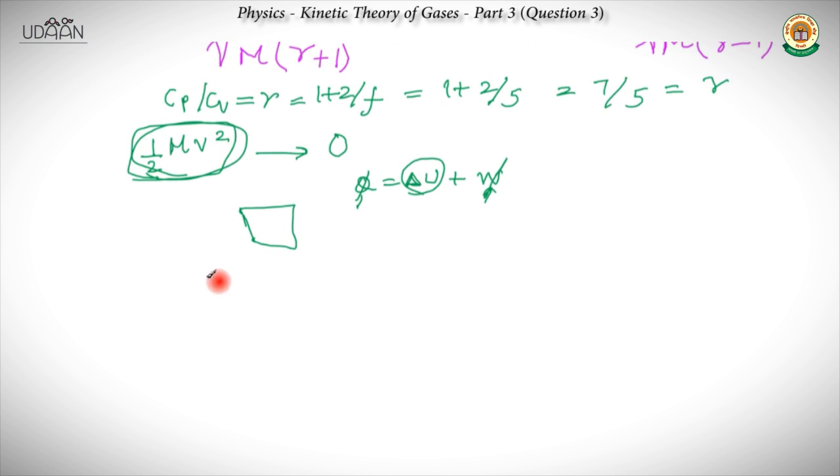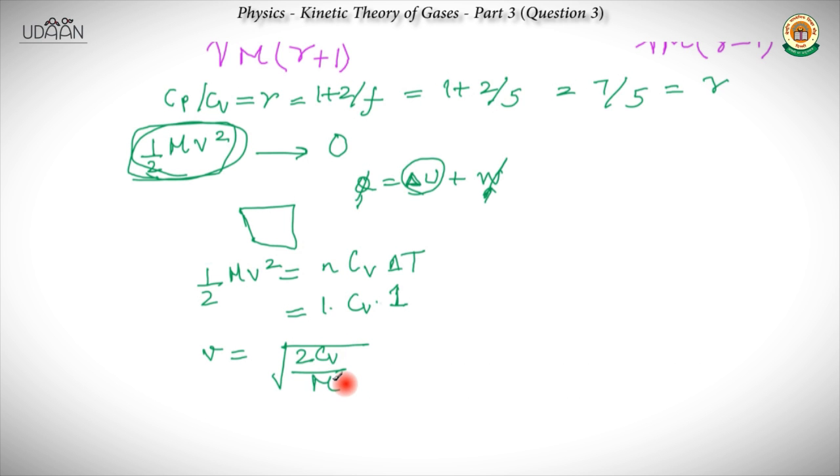Hence using this concept, we have half mv square equals n Cv delta T, because it is a constant volume process after all. So this is equal to n, which is 1, into Cv into delta T, which is also 1. Write that correctly, into 1, and v comes out to be 2 Cv divided by m.